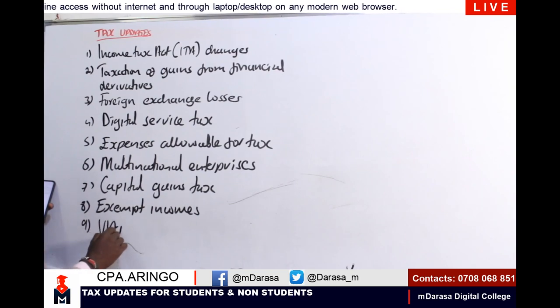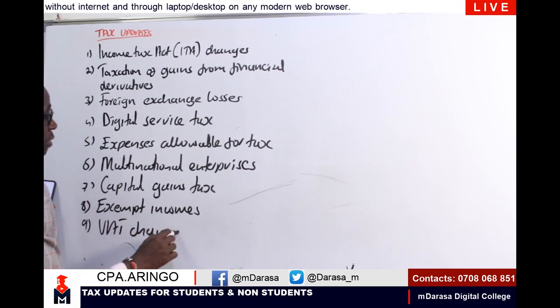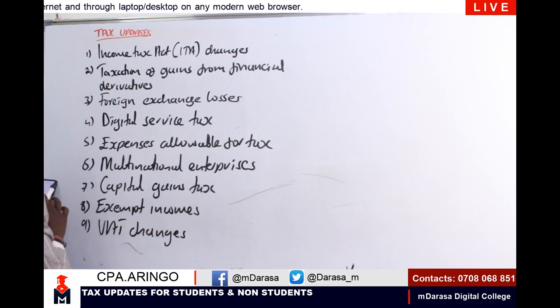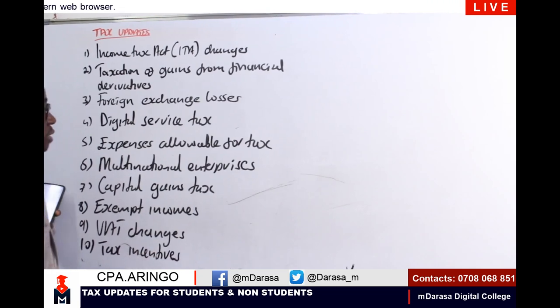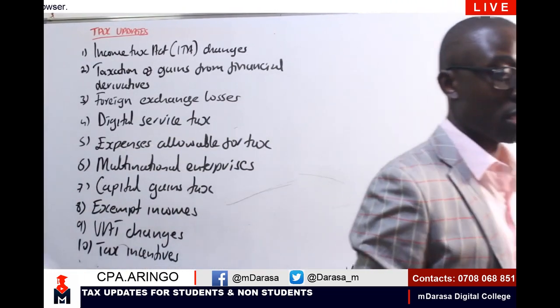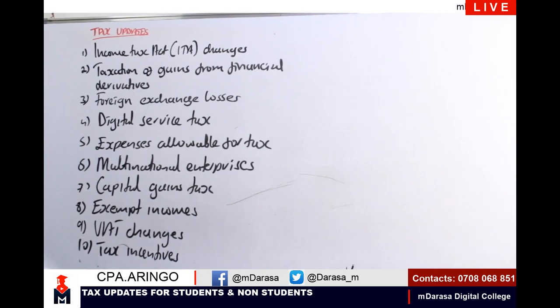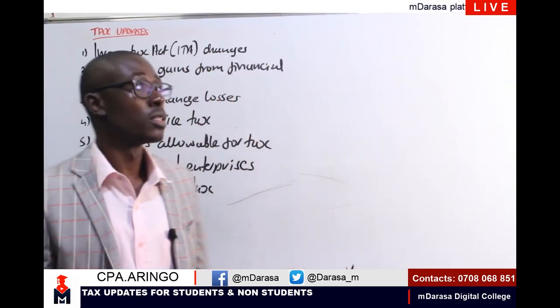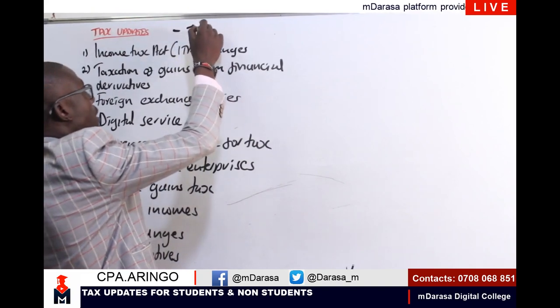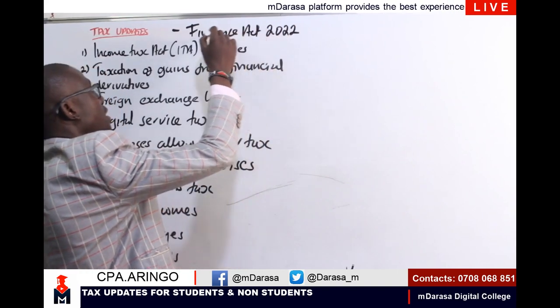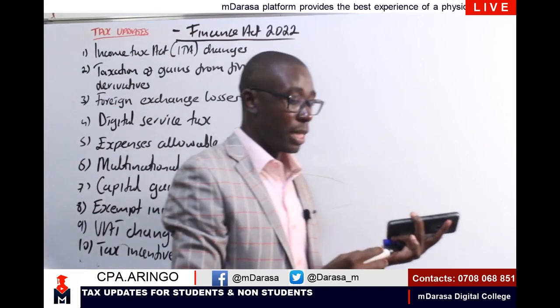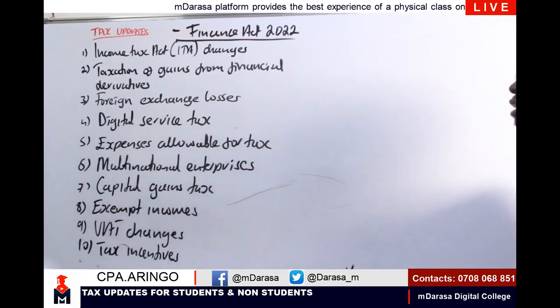Number nine, we are having VAT changes. Remember, there are some elements that were also adjusted for VAT. And on the other end, maybe number 10, you can talk over tax incentives. So basically, these are the categories of changes that were done in the Finance Act 2022. We should be updated with these changes.